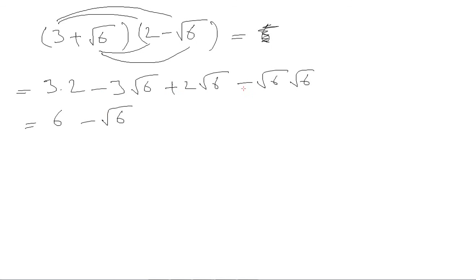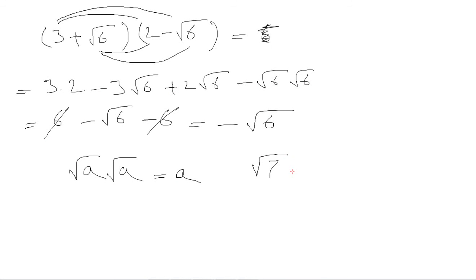And then here I have minus radical 6 times radical 6. Radical 6 times radical 6 is radical 36, and radical 36 is just 6. So this is minus 6. Now this cancels this, and I'm left with minus radical 6. Generally, radical a times radical a is a. So for example, what is radical 7 times radical 7? Just 7. Why? Because radical 7 times radical 7 is radical 49, which is 7.